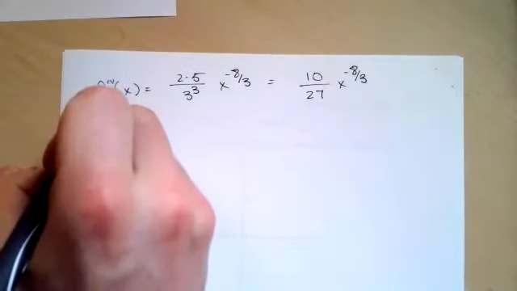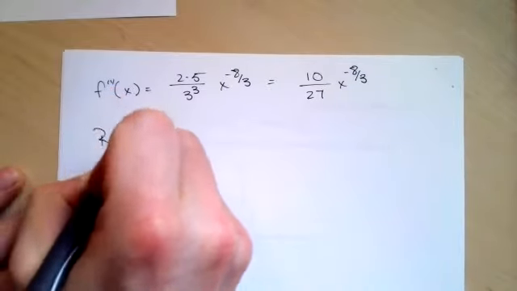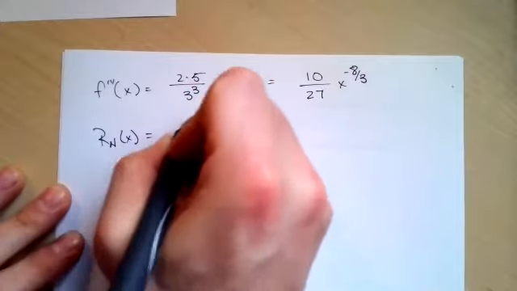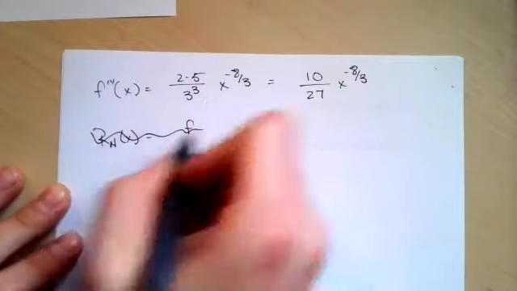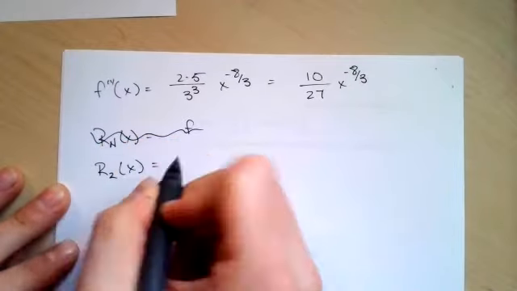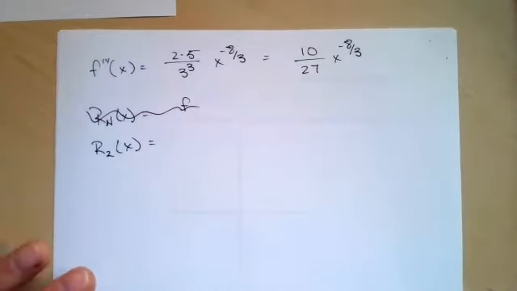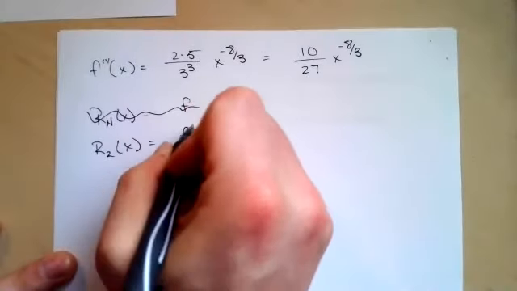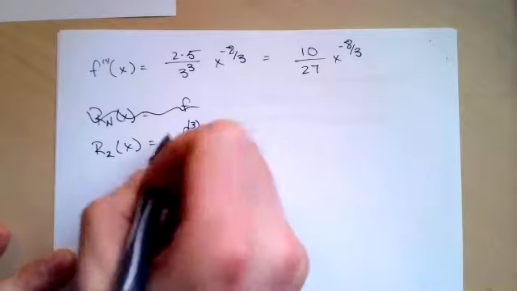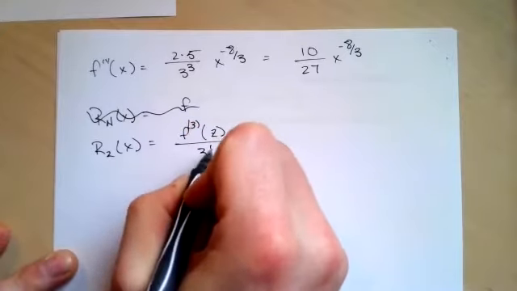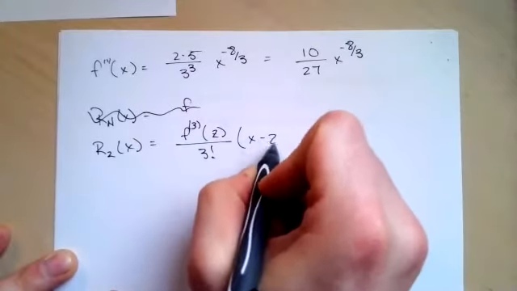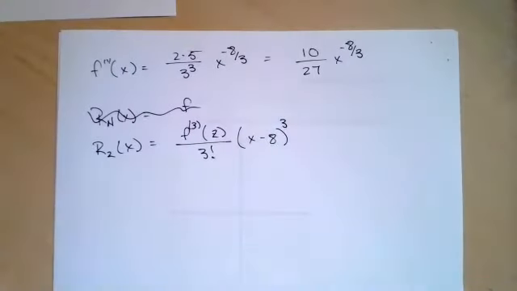And so what we want, let's go ahead and rewrite our remainder theorem. And let's actually fill in the values here. So our remainder R2 for our degree 2 Taylor series is going to be the third derivative evaluated at some special point over 3 factorial times (x minus 8) cubed.